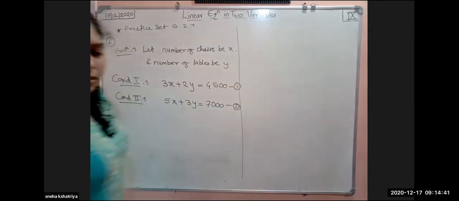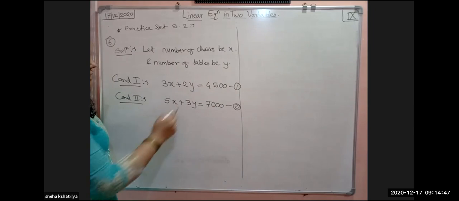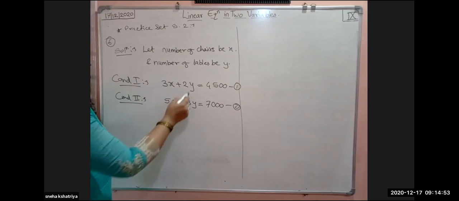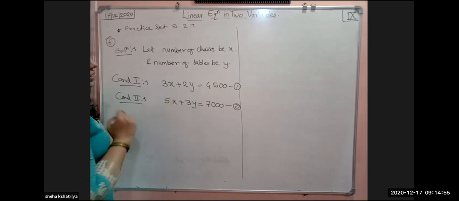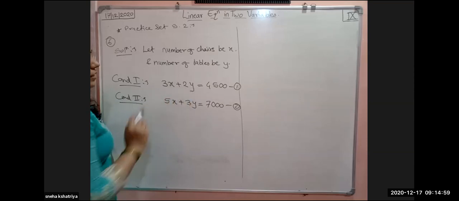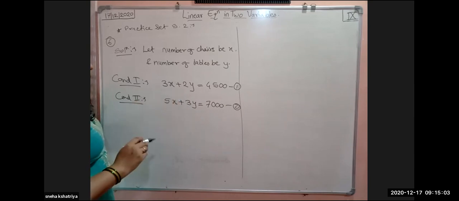We get both the equations. Now we will solve by any one method. Now see here, this x forms a pair, y forms a pair. Neither for x there is the same pair, nor for y there is the same pair, because here is 3x, here is 5x, here is 2y, here is 3y. So we have to cancel one pair.